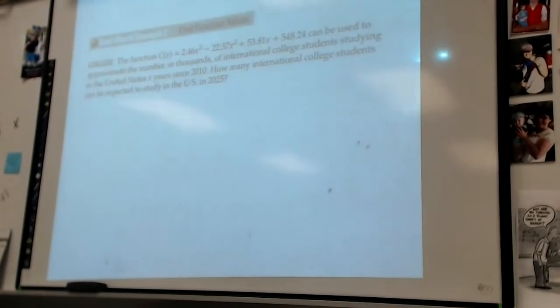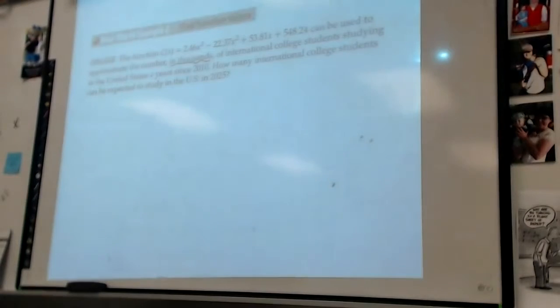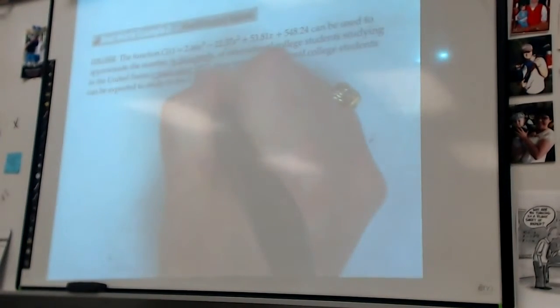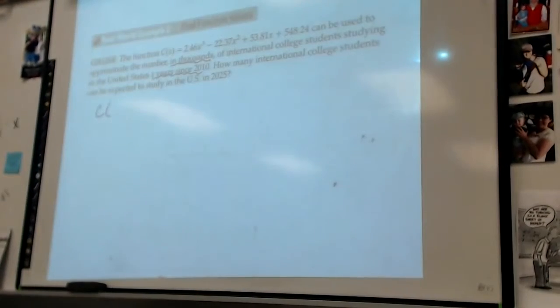So we have this function, c of x equals 2.46x cubed minus 22.37x squared plus 53.81x plus 548.24. It can be used to approximate the number in thousands, that's going to be important in a minute, of international college students studying in the United States x years since 2010. How many international college students can be expected to study in the U.S. in 2025? So we want to evaluate this function for what? C of what? What's our x? Look at it and think about it.